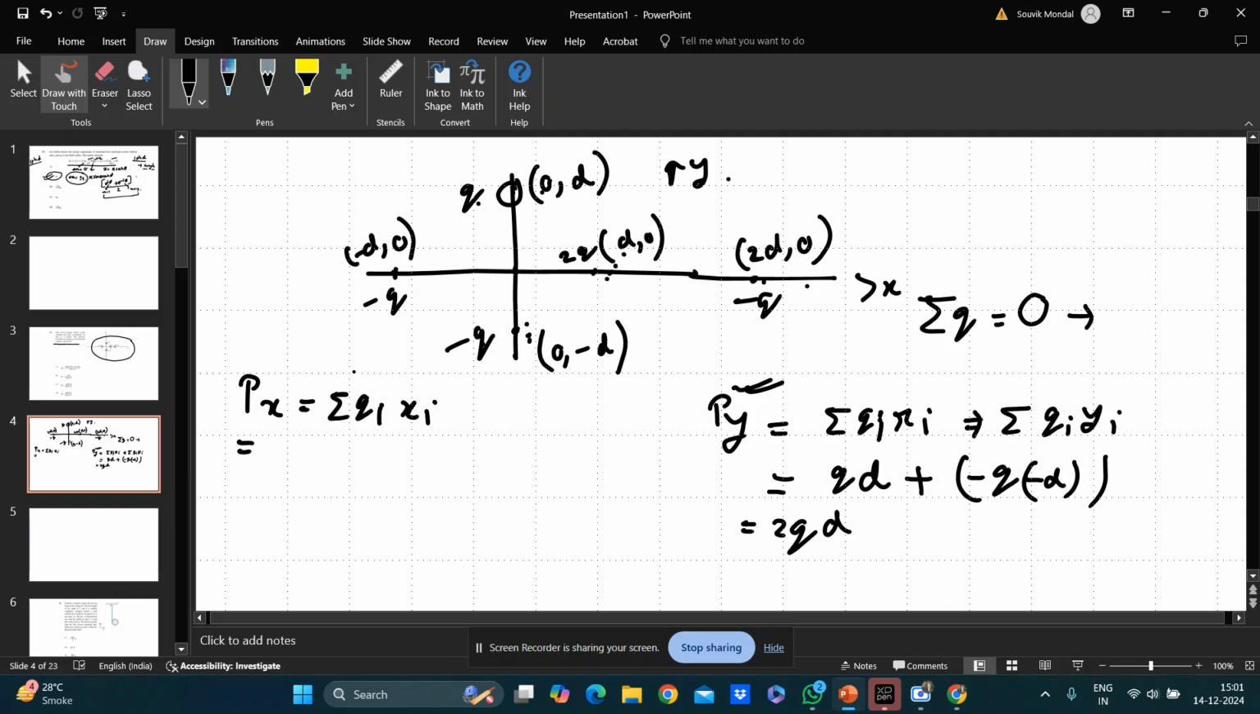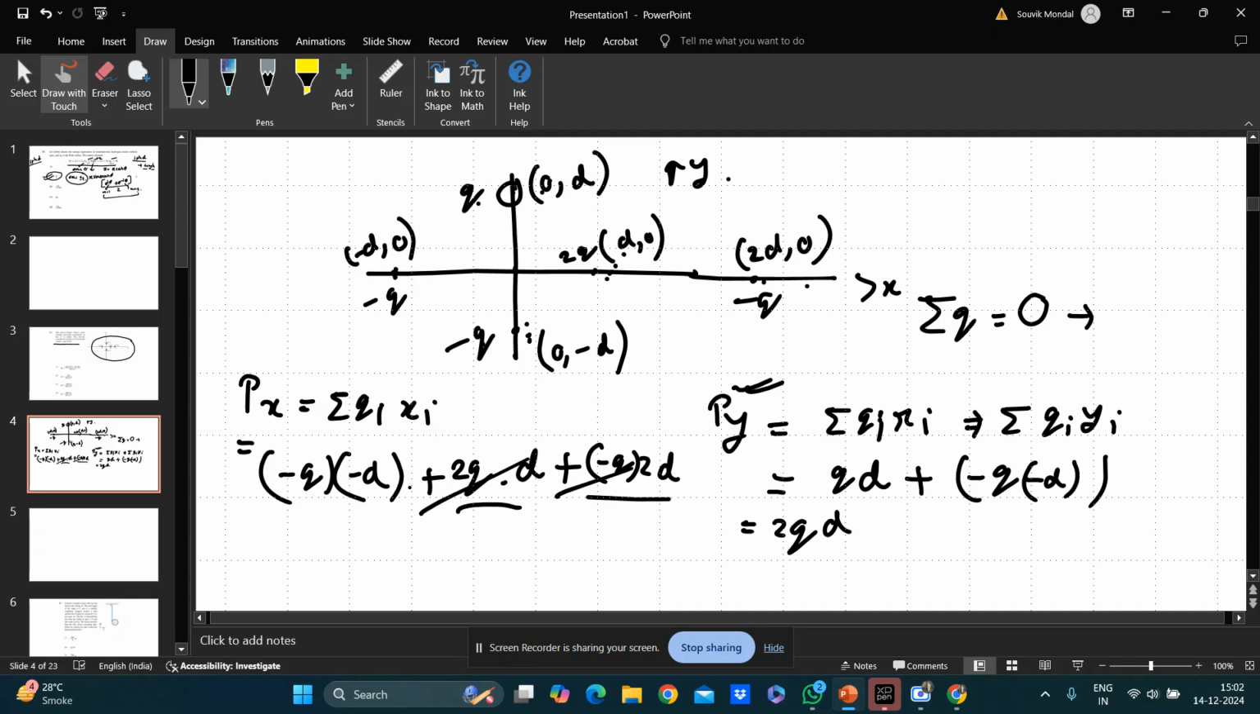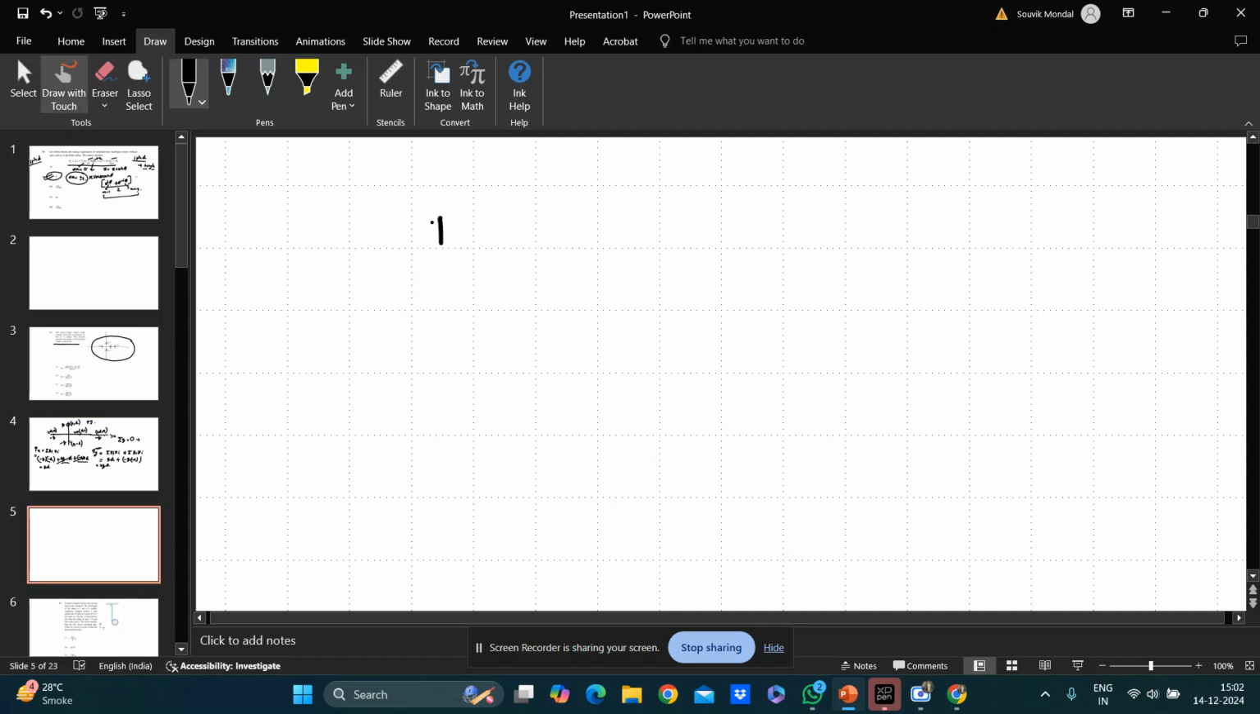Okay. So for this charge, it is minus q and its x component is minus d. Plus this charge has value 2q and component is d. Plus this charge has value minus q and component is 2d. So here 2qd, here minus 2qd, these two will cancel, and here minus minus plus, so it is 5qd. Okay. So what is the net dipole moment? Net dipole moment is equal to qd (i hat plus 2j hat).